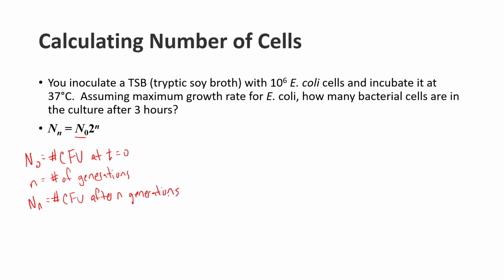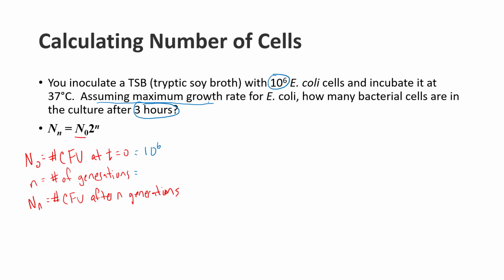So some of this information is given to you up here. For example, the number of cells that you start with. Well, right here it tells you that you start with 1,000,000 E. coli cells. So that's 10 to the 6. The number of generations, well, that's not given to you, but it does ask you how many cells there are after 3 hours, right? We assume maximum growth rate. Well, maximum growth rate of E.